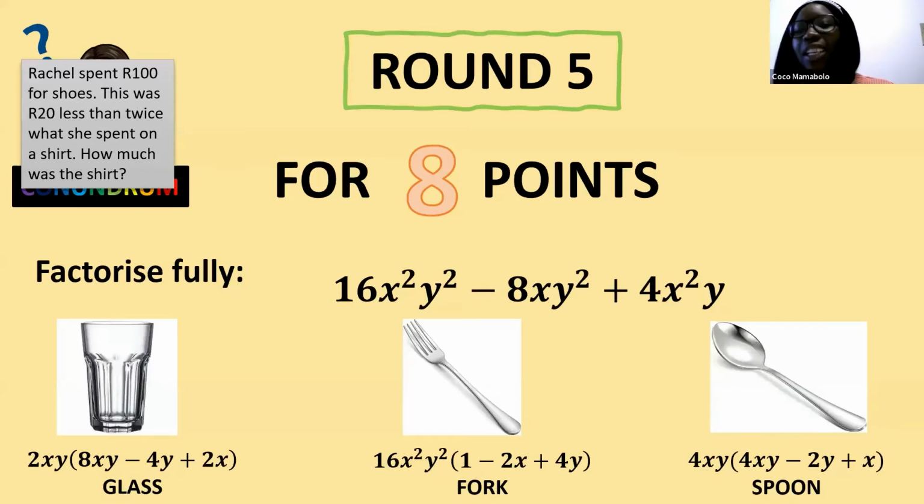You did an excellent job explaining that, Zenande, very well done. That is exactly how we do it. We look for the highest common factor, and the highest common factor between 16, 8, and 4 would be indeed 4. And then what you would have left over after you divided through would be 4xy minus 2y plus x. Excellent work. Please award Zenande her 8 points and Onke his 6 points for this one. All right. Okay, guys.